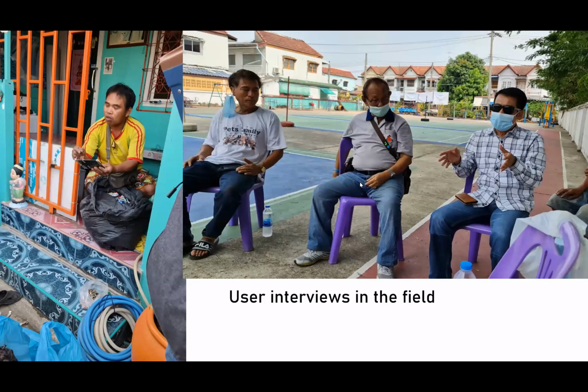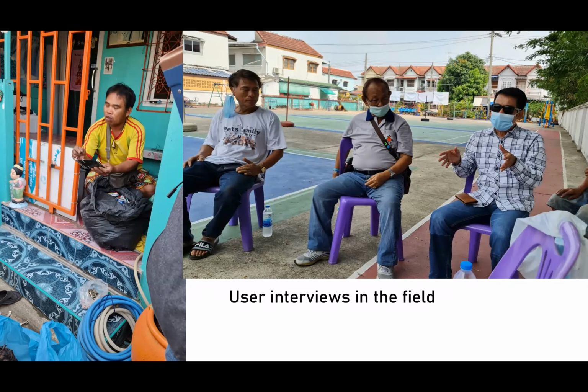We also talked to a lot of different types of people, community leaders. If you can see the man on the left in the yellow t-shirt, he's a garbage collector. He lives with garbage. He has a lot of garbage at home, but he knows everything by heart. He knows what makes money and what doesn't.